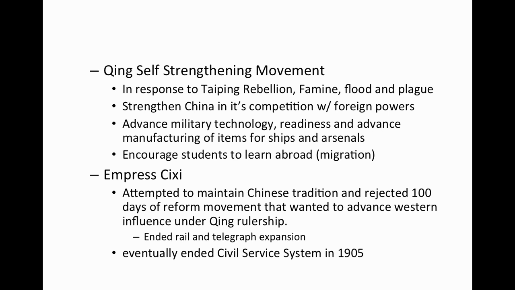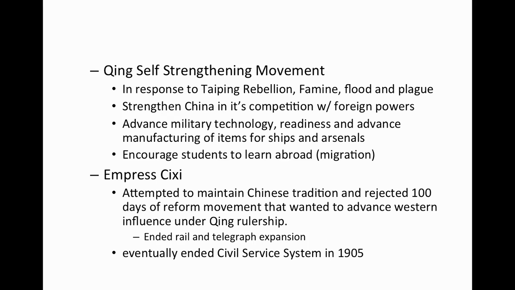Then that follows with the self-strengthening movement. It's a continuation of the westernization of China. In response to not only the violence, but also famine, flood, and plague, leaders of the Qing government tried to innovate or advance their military, right? So the reasoning wasn't necessarily for profits, but it was to defend China against foreign invasion, especially European incursions, right?